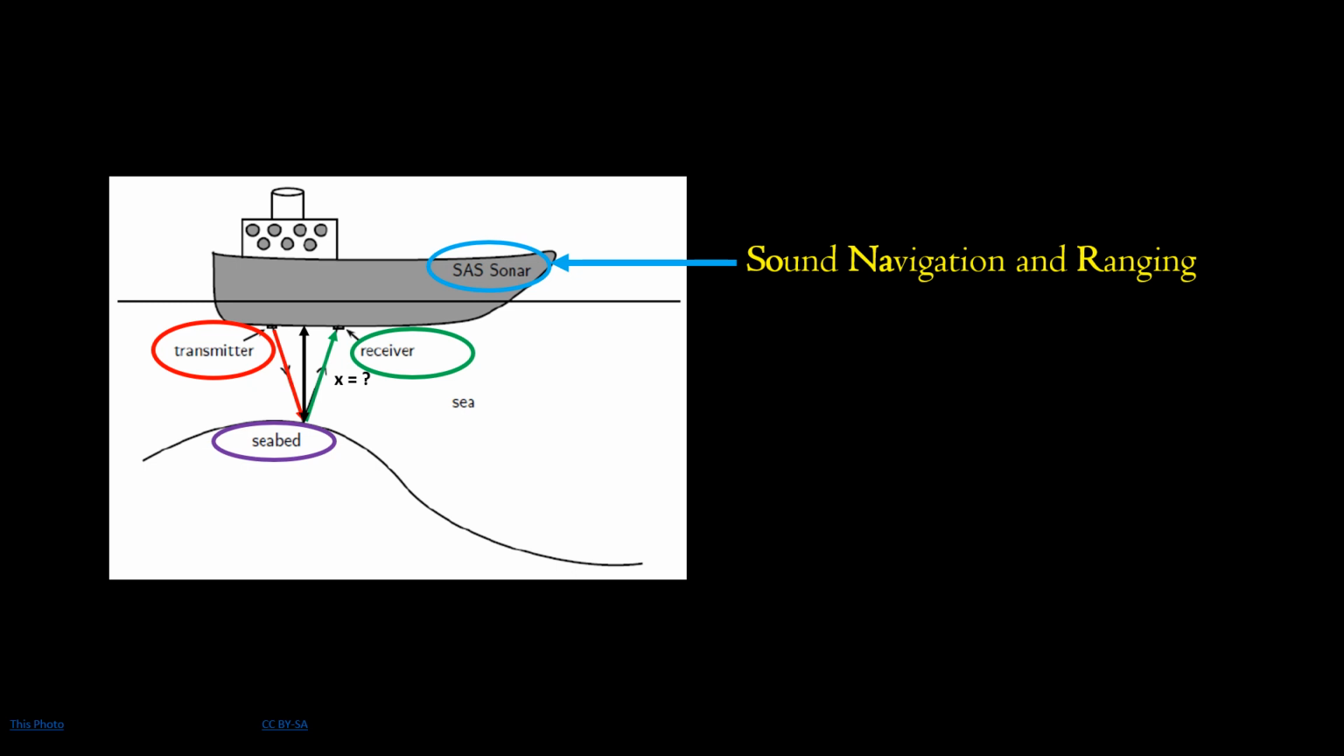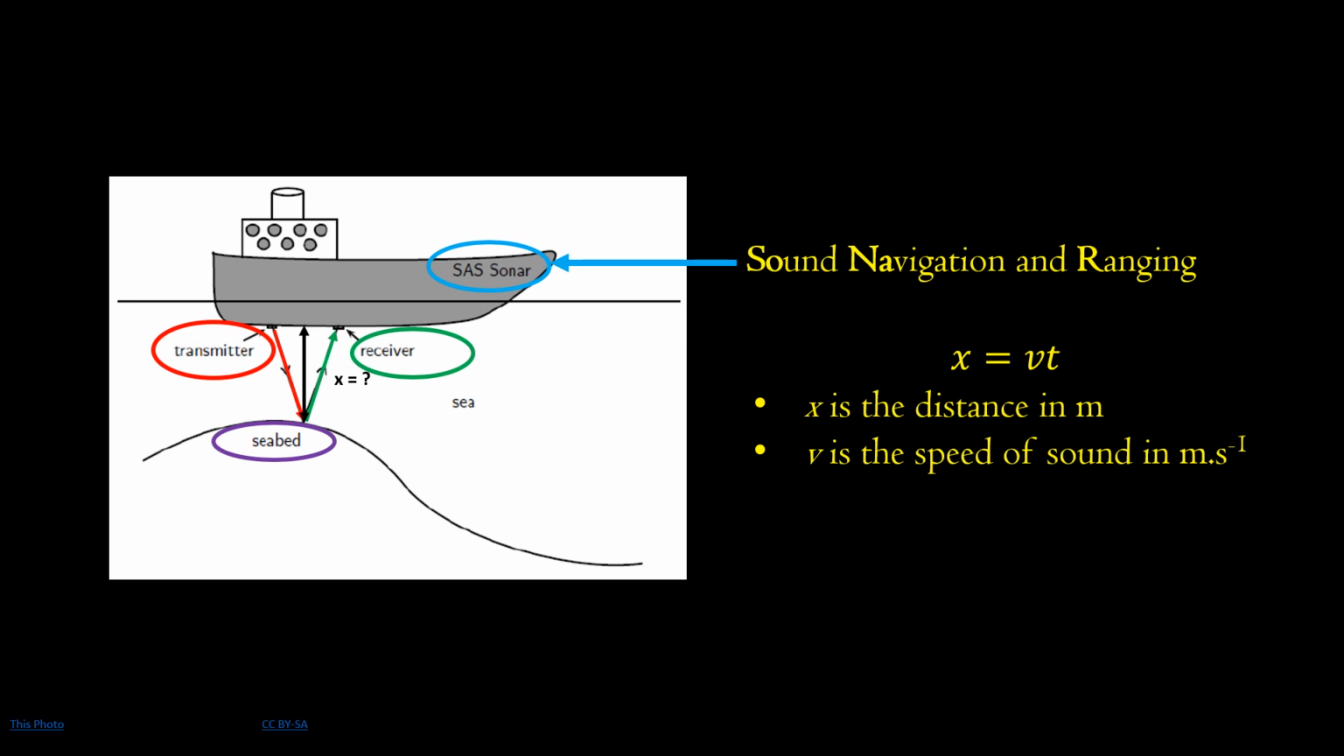The distance from the ship to the bottom of the ocean can be determined using the expression for distance, which is that the distance x equals the speed v multiplied by the time taken. So if we know the speed as well as the time, we can determine the distance. The distance is measured in meters, the speed in meters per second, and the time in seconds.